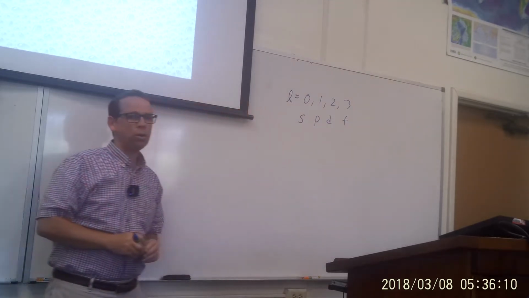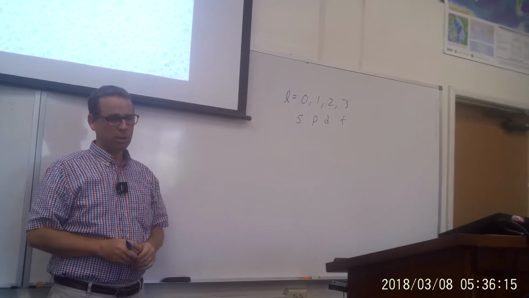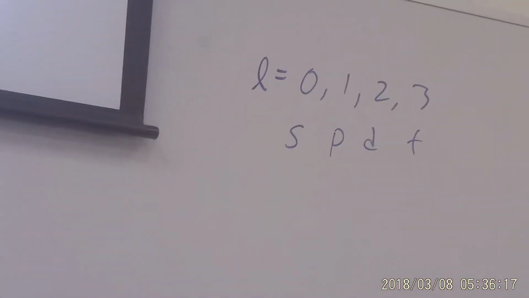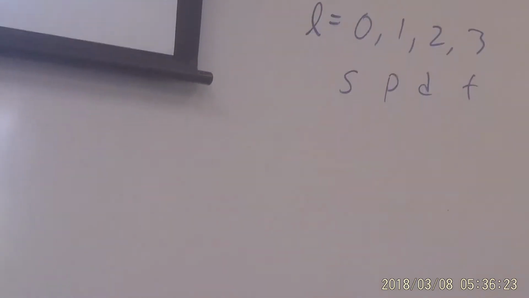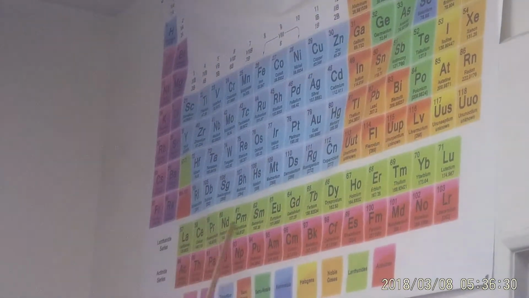Okay? So we also know that those correspond to certain blocks on the periodic table. All right? Our S block is just these first two columns. Our P block is these 6 columns. Our D block is our transition metals, and the F block is our inner transition metals.